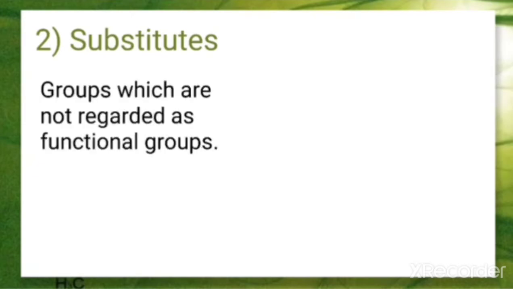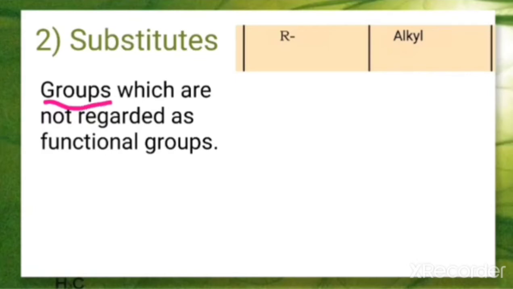Let us talk about the next term, substituents. Substituents are the groups which are not regarded as functional groups. Here these substituents are actually a group. That means it's not a complete molecule. It is a part of a molecule, which is called a substituent. Here the most important substituent is the alkyl group. As I told you, substituents are not complete molecules. These are groups, meaning parts of the organic compound.